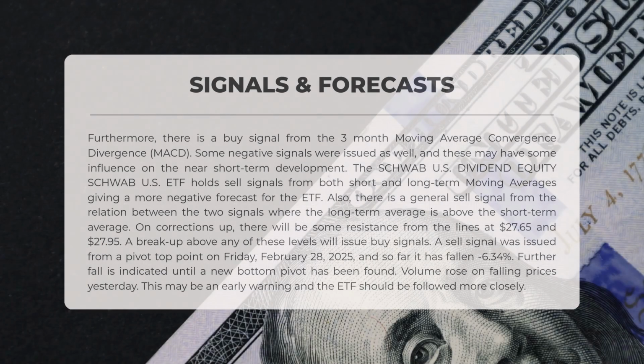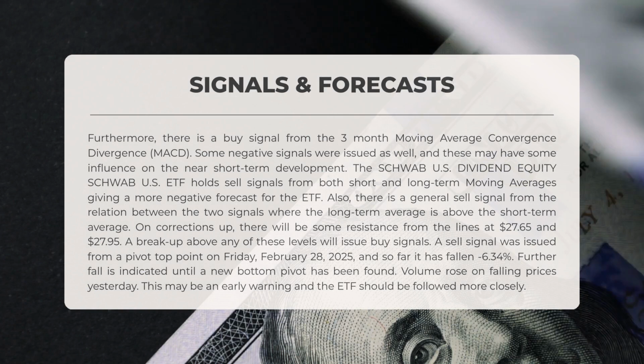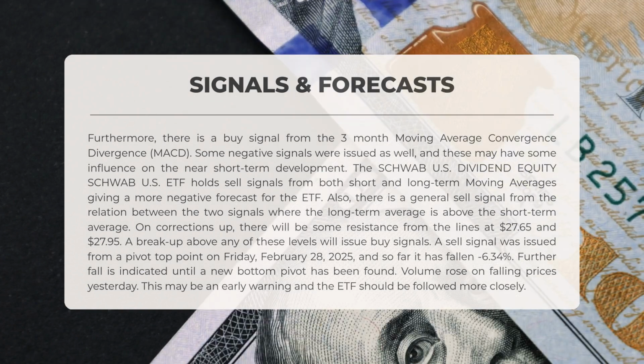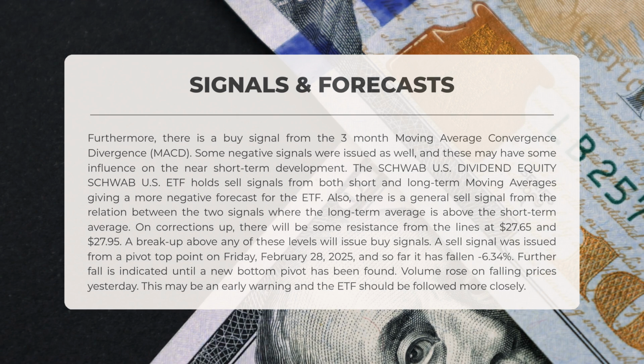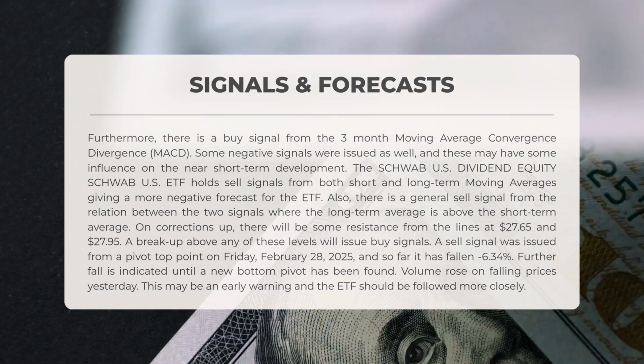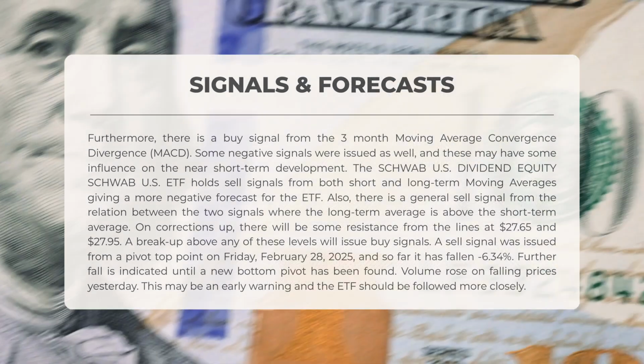The following signals have been identified for the SCHWAB U.S. Dividend Equity ETF. Furthermore, there is a buy signal from the 3-month Moving Average Convergence Divergence, or MACD. However, some negative signals have also been issued, which may impact the near-term development. The SCHWAB U.S. Dividend Equity ETF holds sell signals from both short-term and long-term moving averages, indicating a more pessimistic forecast for the ETF.